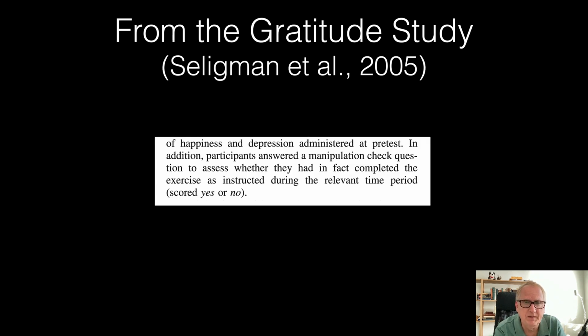And in Seligman et al. 2005, they do mention this. They say, in addition, participants answered a manipulation check question to assess whether they had in fact completed the exercises instructed during the relevant time period, scored as yes or no. So their independent variable was checked by just asking them, did you actually go and say something to somebody else and thank them for what they had done for you? Yes or no. That's another kind of manipulation check. But the point of these manipulation checks is that you want to have a way to measure that the independent variable was actually manipulated. All right, so that's the independent variable.